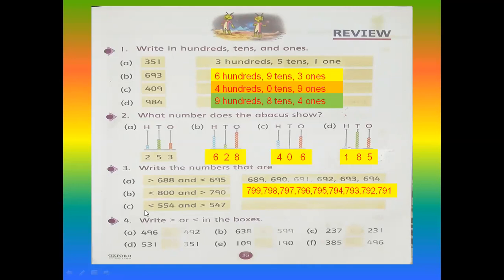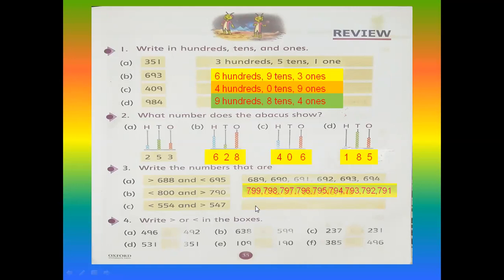Okay. C part, again less than 554 and greater than 547. Okay, so less than 554: 553, 552, 551, 550, 549, 548. And 547 is given here, so it should not be greater than this one. So the last number will be 548.